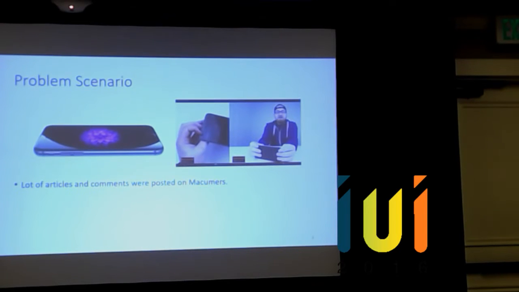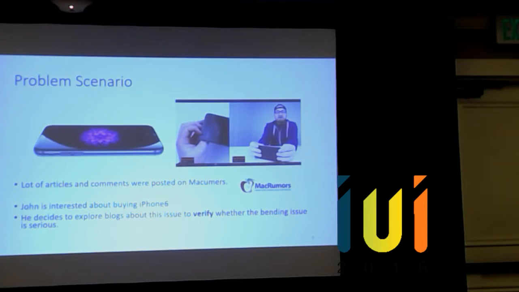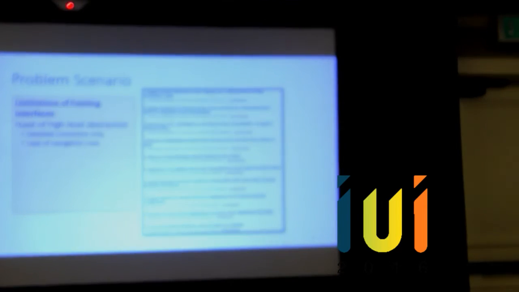This led to a lot of discussions on MacRumors, which is a blog site for Apple-related news. In this scenario, you could imagine a user, John, who is interested in buying the iPhone 6 and would like to verify whether this bending issue is really serious or not. If John would like to verify this issue on MacRumors, he would have to provide a query, which would produce a search result set like this.